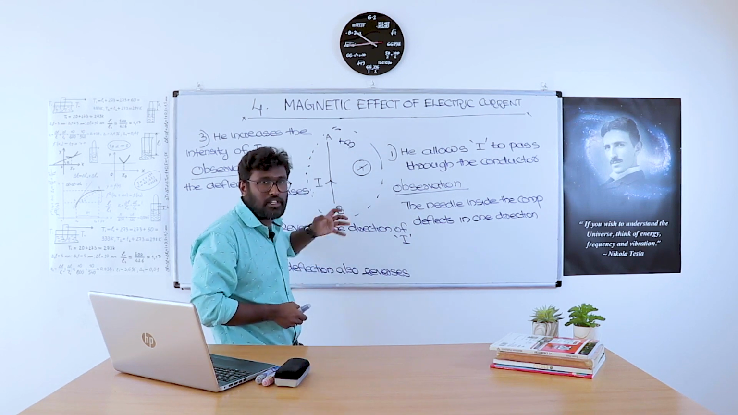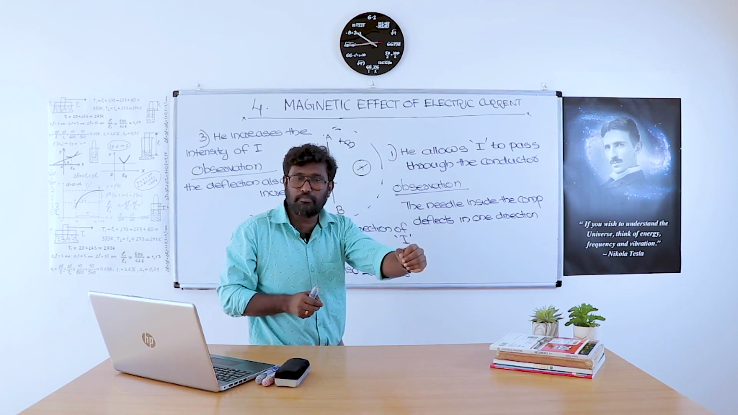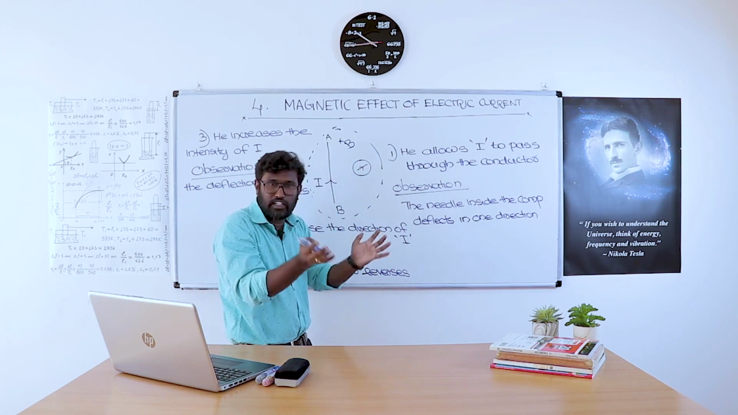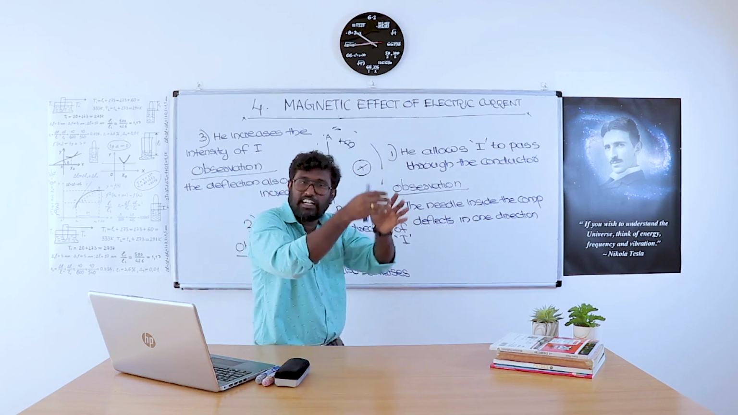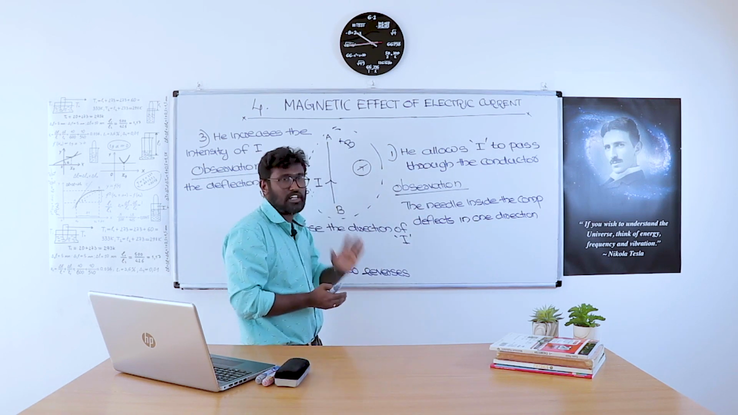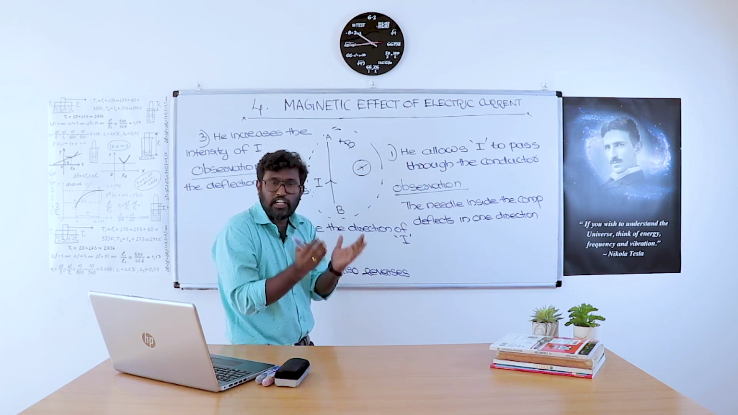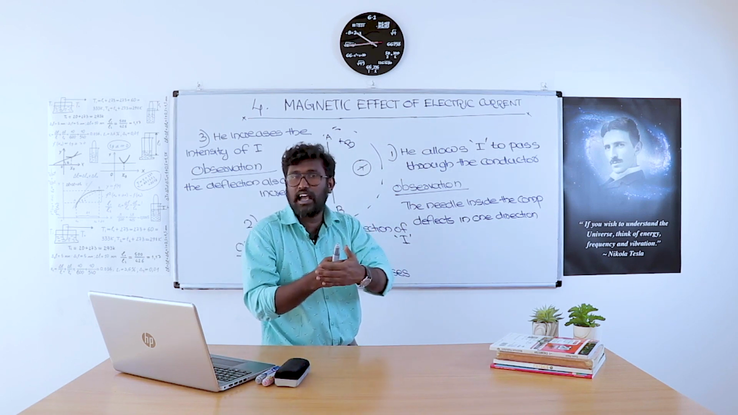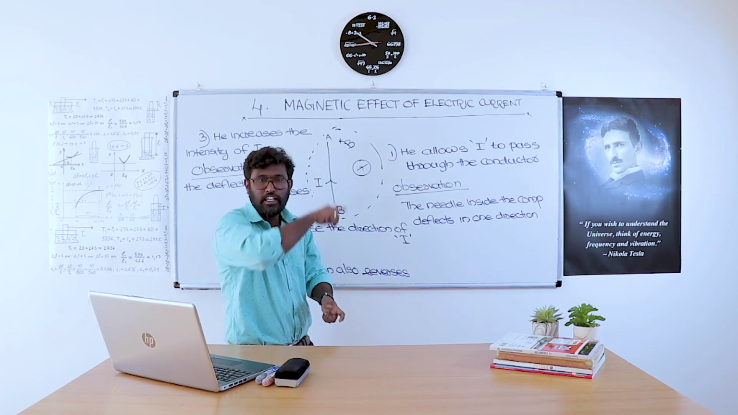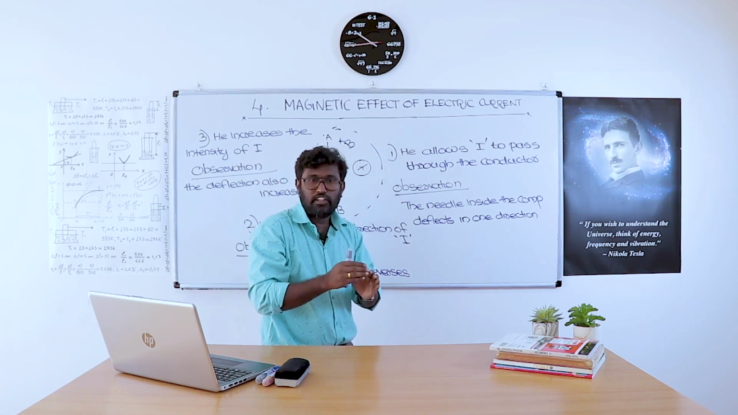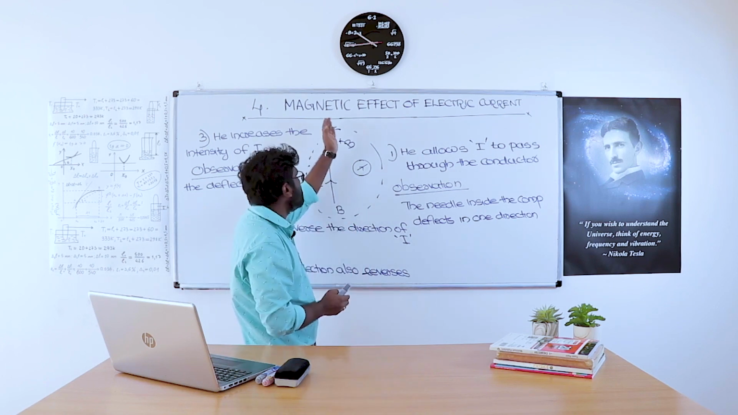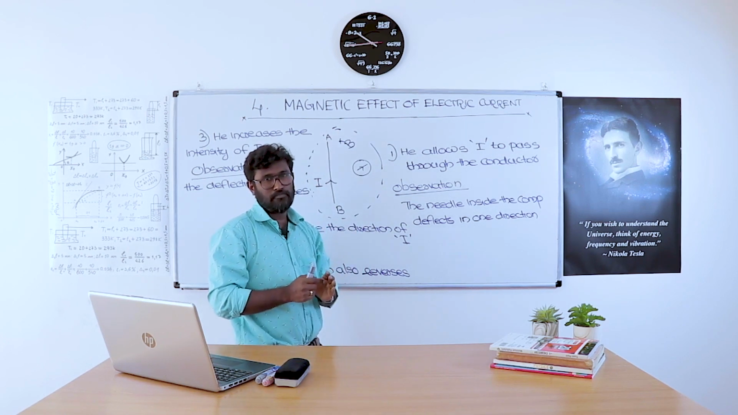Whenever current is passing through the conductor, a magnetic field is produced, or otherwise we can say that a magnetic effect is produced. Due to that effect or field, the needle inside the compass deflects. So Hans Christian Ørsted concluded that whenever a current is passing through the conductor, a magnetic effect or a magnetic field is produced around the conductor. That effect is called the magnetic effect of electric current.